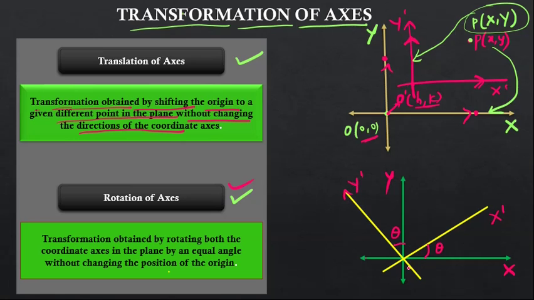This is nothing but the rotation of axis, without changing the position of the origin. The origin is in the same position, 0 comma 0. It has not changed position, but the coordinate axes have slightly rotated with the same angle theta. Now I'll read the definition. Transformation obtained by rotating both the coordinate axes in the plane by an equal angle. This is an important point, by an equal angle, without changing the position of the origin. The origin position has not changed here. This is nothing but rotation of axis.